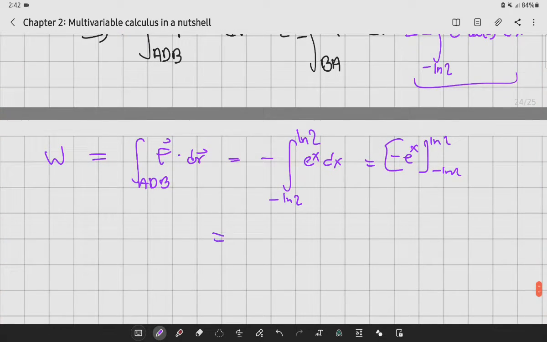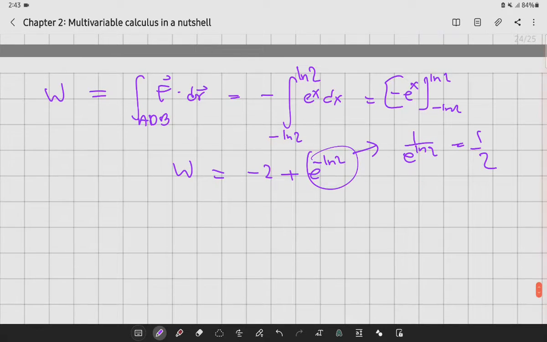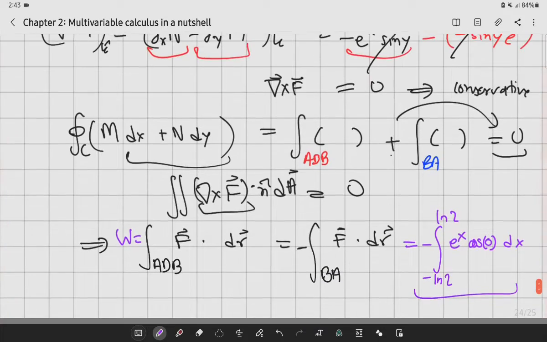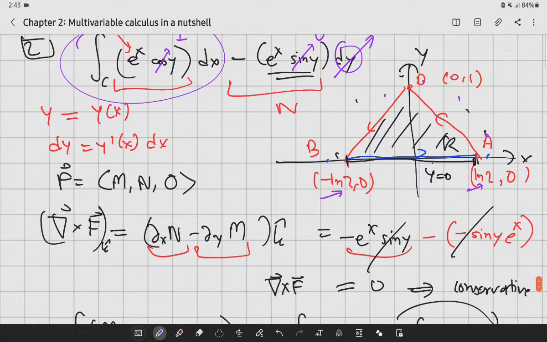And if I do this, what do I get? Minus e raised to ln 2 is 2, minus 2. Subtract this, so I'll get an addition, e raised to minus ln 2. And e raised to minus ln 2 is 1 over e raised to ln 2, which is 1 over 2. That's by definition of ln. E raised to ln something is something. Okay, so this is W, the W that we need, the W from A, D, B, this one. Oh, this is becoming messy. Oops.